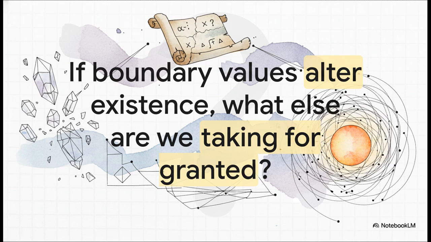If something as simple as changing one number at the boundary can completely determine whether a solution even exists, what other mathematical rules that we take for granted might be a little more fragile than they seem? It's a pretty powerful reminder that the context and the constraints of a problem are everything.